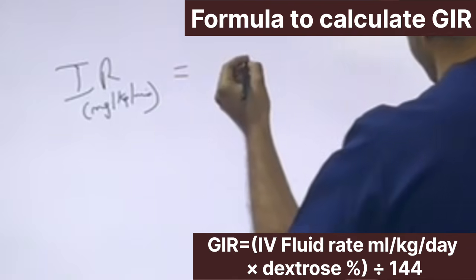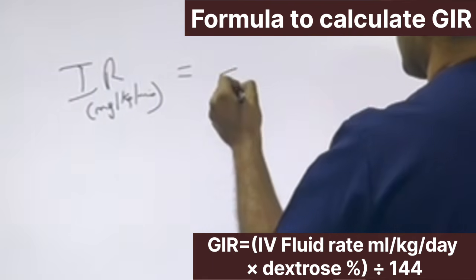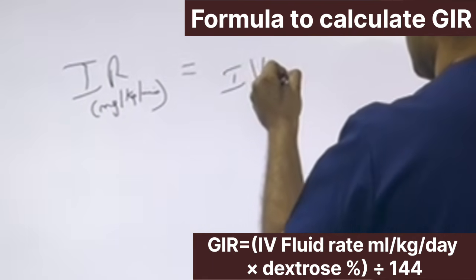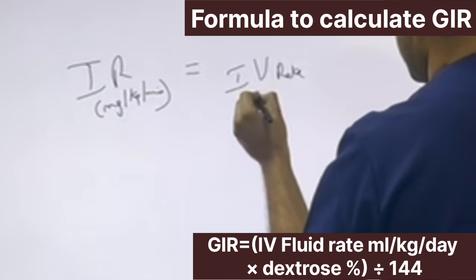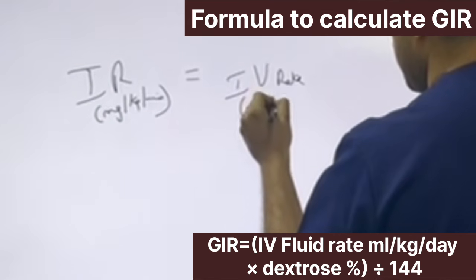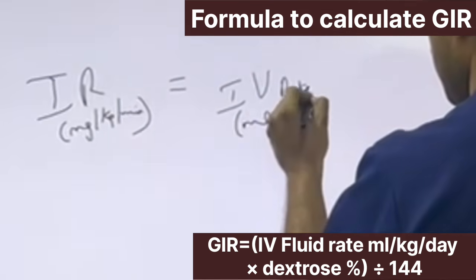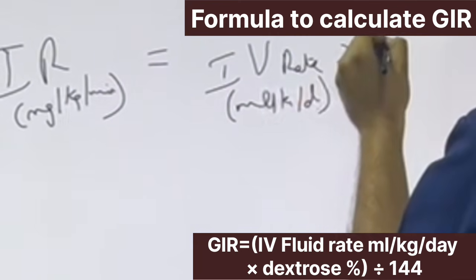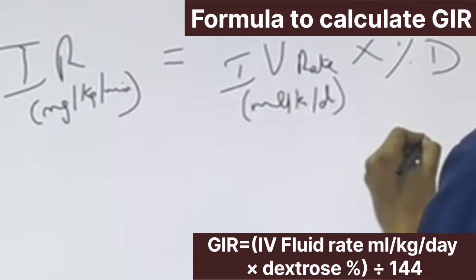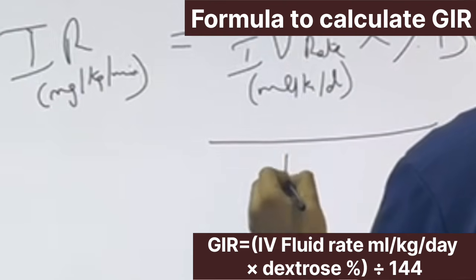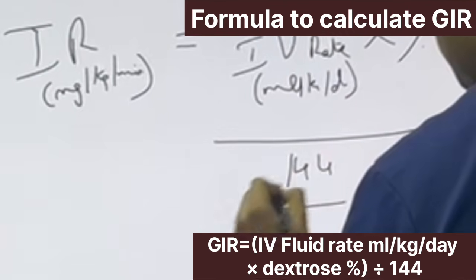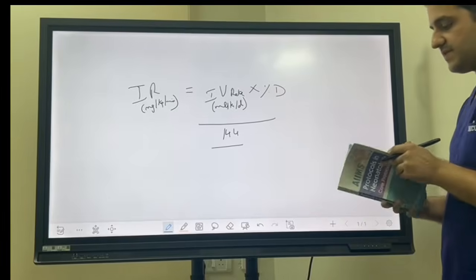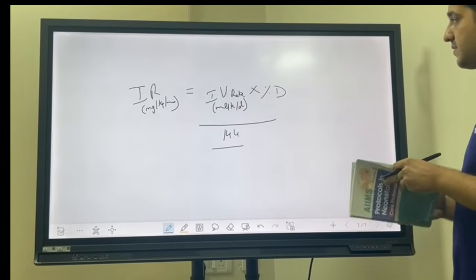GIR is equal to IV rate, that is in ml per kg per day, into percentage of dextrose, divided by 144. Okay, so this is one of the formula जो इस प्रोटोकॉल में दिया हुआ है.